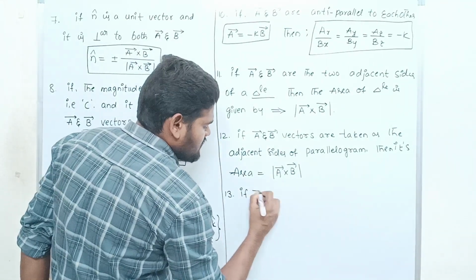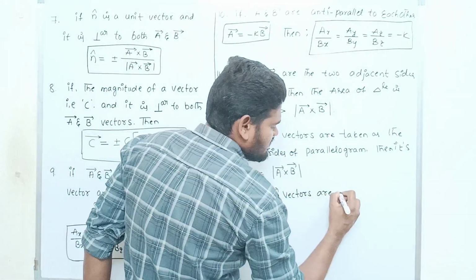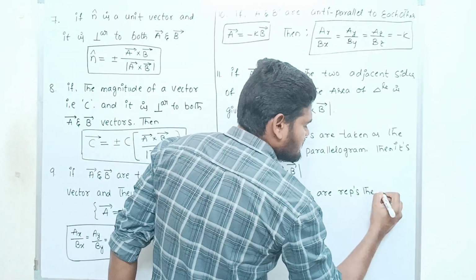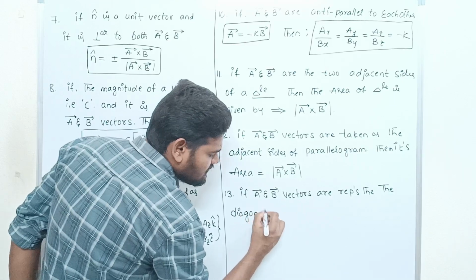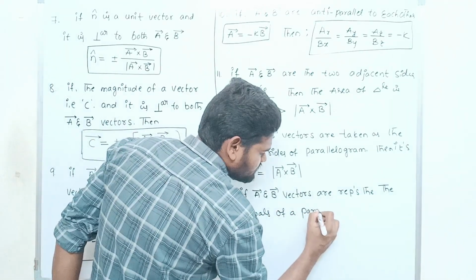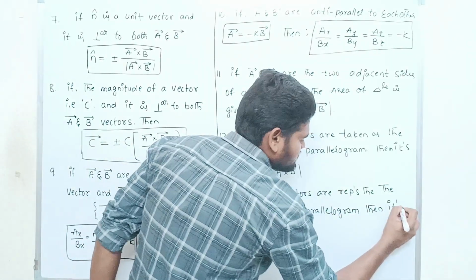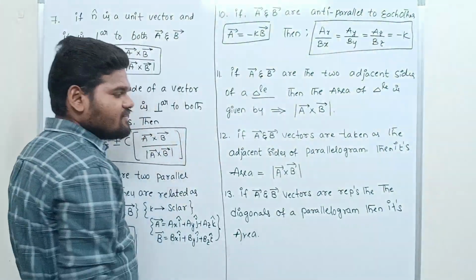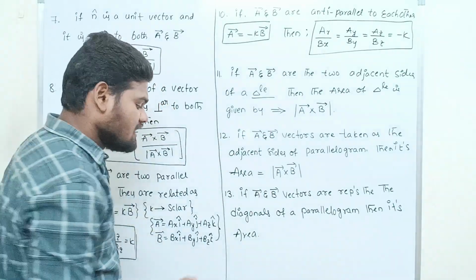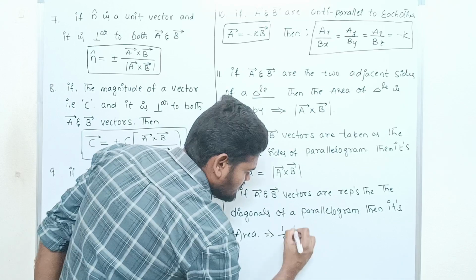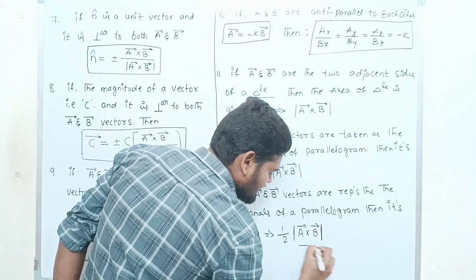If a bar and b bar vectors represent the diagonals of a parallelogram, then its area: whenever the two vectors a bar and b bar are taken as the diagonals of a parallelogram, the area of the parallelogram is given by half into magnitude of a bar cross b bar.